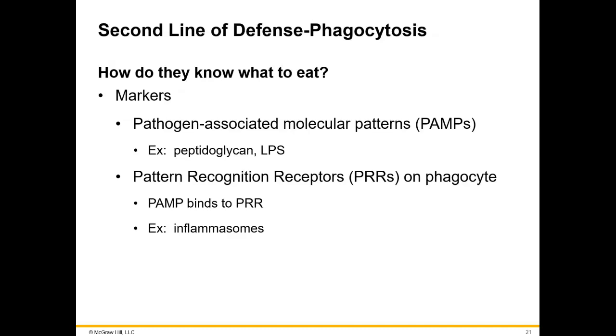Now, our cells have receptors for the PAMPs. All right, so the phagocytic cells, the phagocytes, have receptors that the PAMPs bind to. And these receptors are called PRRs, or pattern recognition receptors.